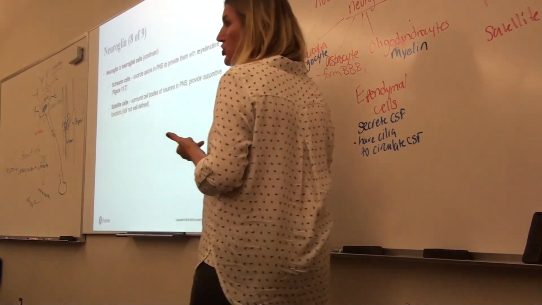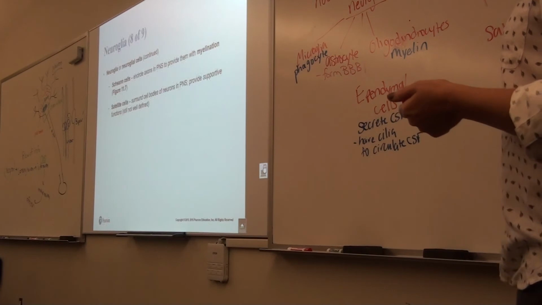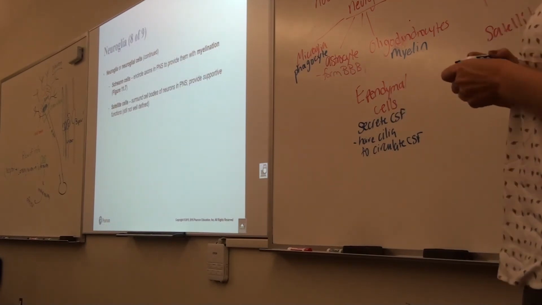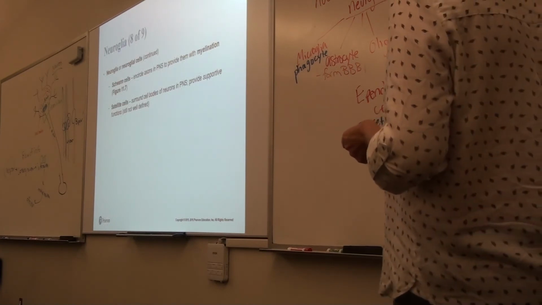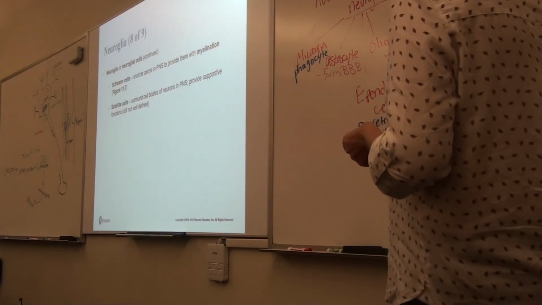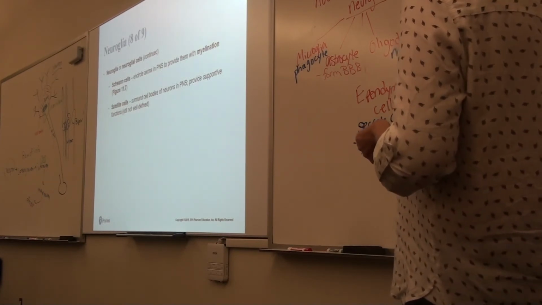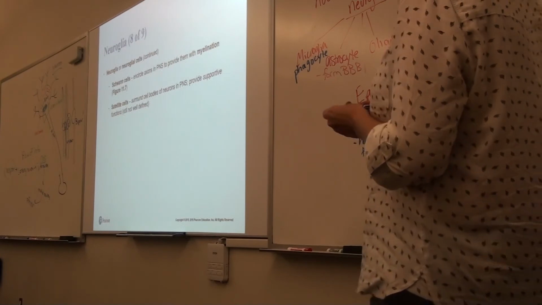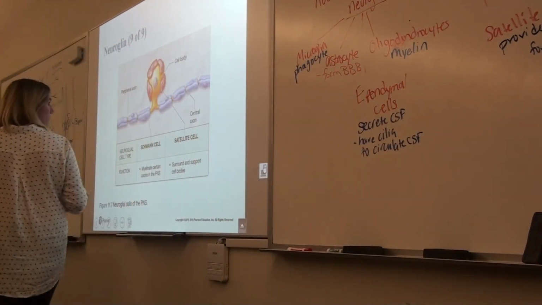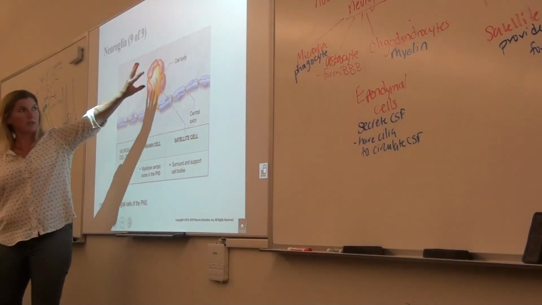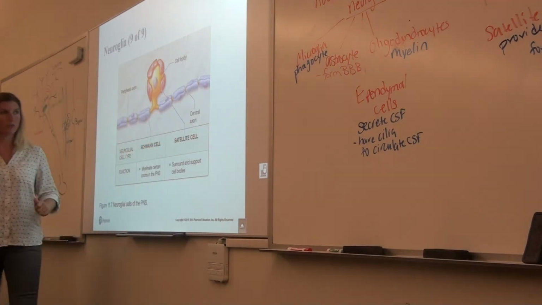In the periphery, our Schwann cells act like the oligodendrocytes. So these provide the myelin in our periphery for that quick action potential. And satellite cells help provide support for the cell body. So that's kind of what it would look like: satellite cells guarding the cell body, Schwann cells surrounding the axon.